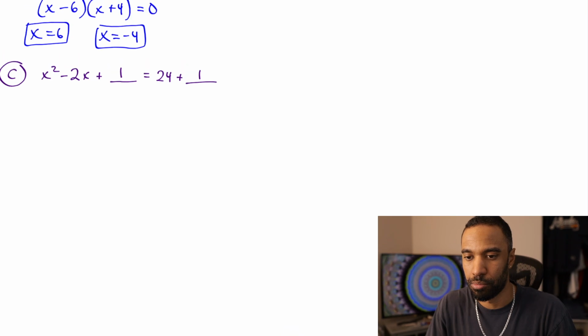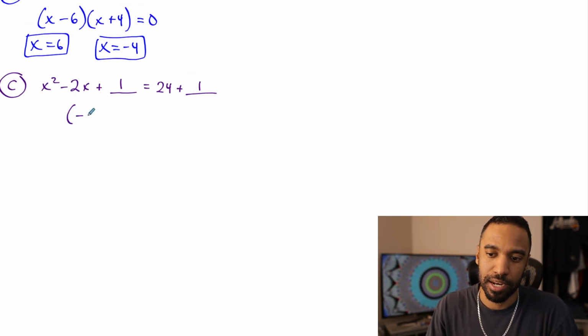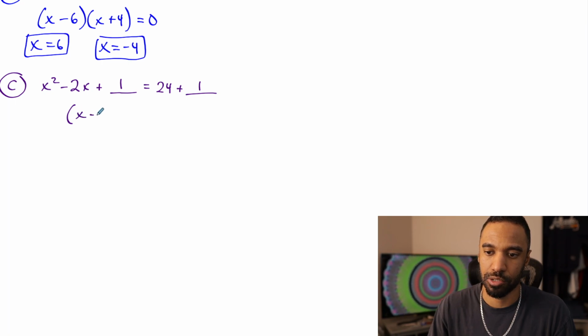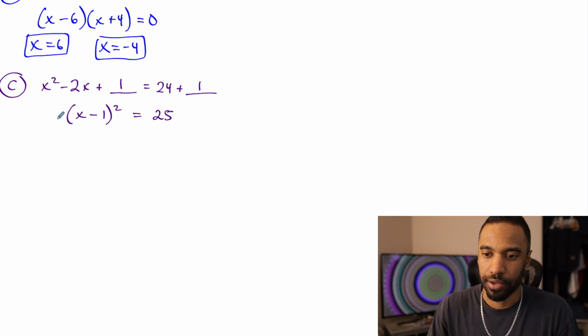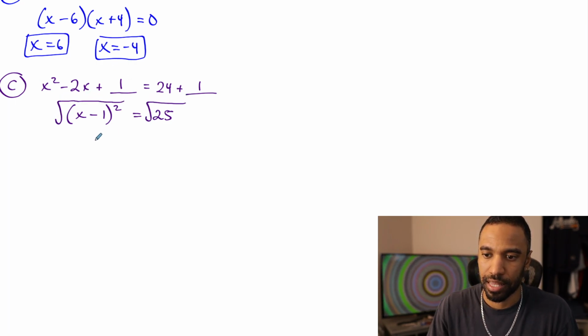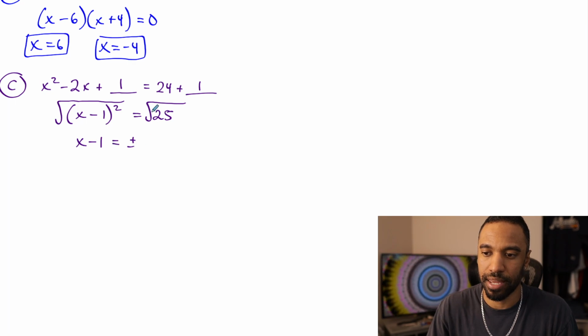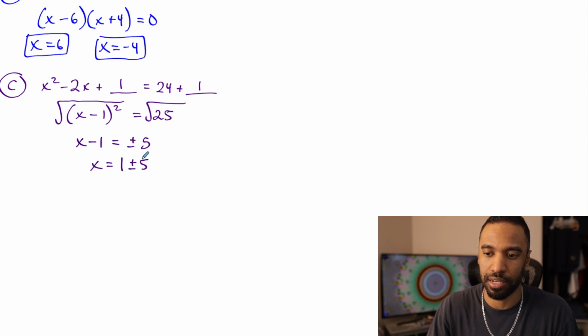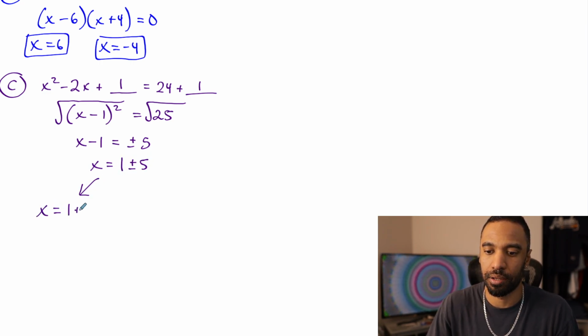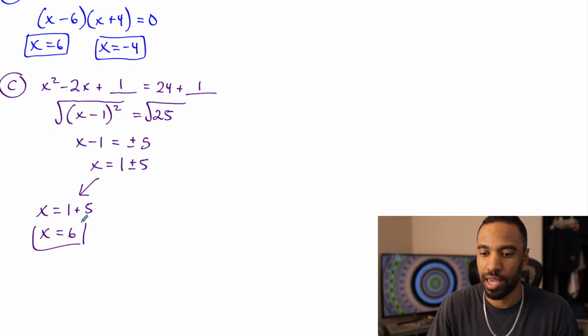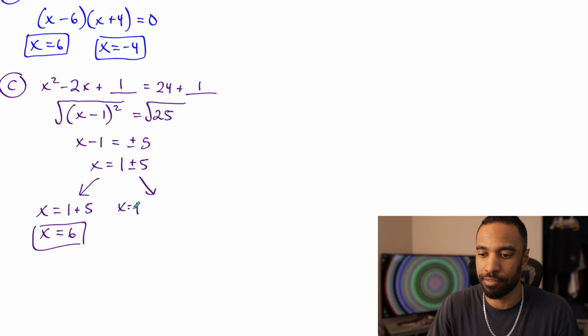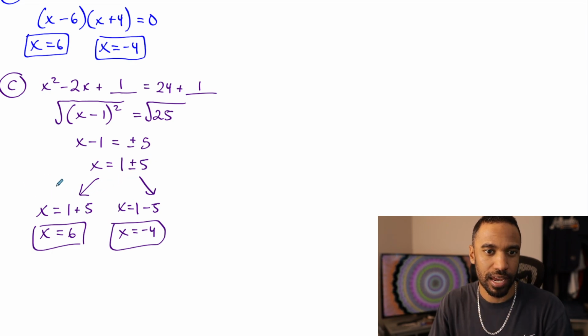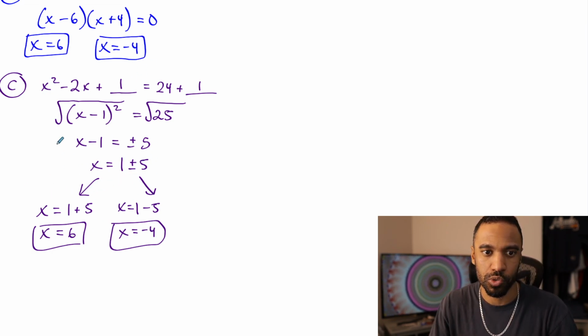This factors down to x minus 1 quantity squared, and 24 plus 1 is 25. Now I can take the square root of both sides, and that's where I get x minus 1 equals plus or minus the square root of 25, which is 5. If I add 1 to both sides, I get x equals 1 plus or minus 5. What is 1 plus 5? That's 6. And what is 1 minus 5? That is negative 4. So those are my two answers, 6 and negative 4. That's what I got in factoring as well.